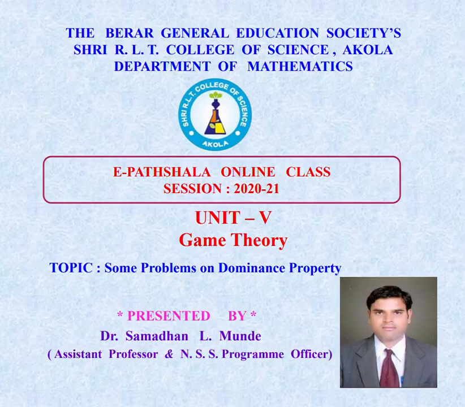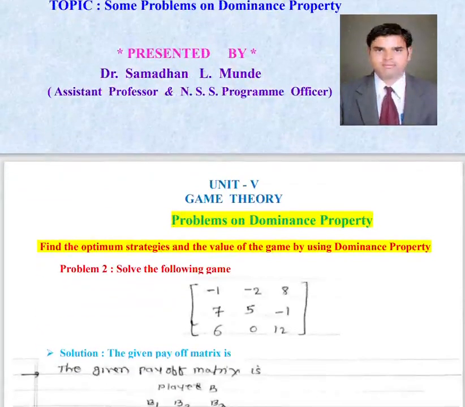In the previous lecture, we have seen some problems on the dominance property. We have seen the rule of the dominance property and one or two problems on it. So in this lecture, again we will see some other different types of problems on the dominance property. So what is the second problem?